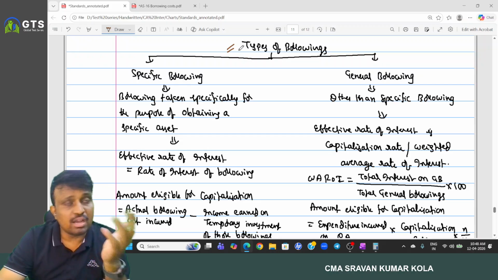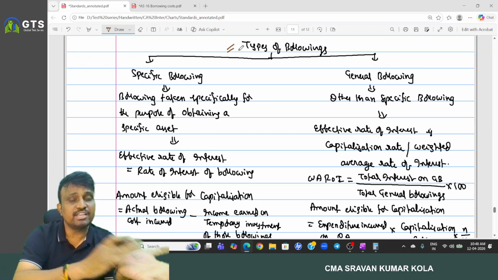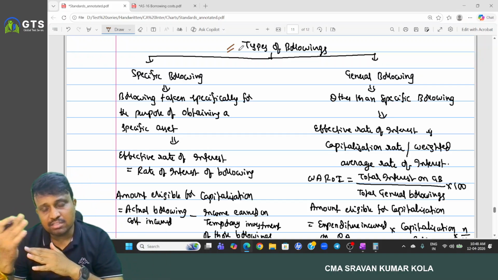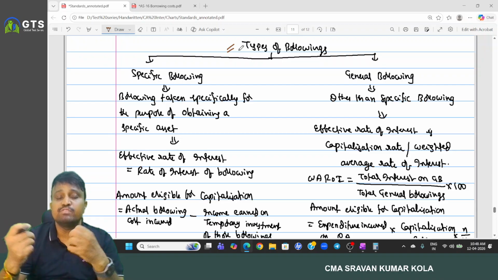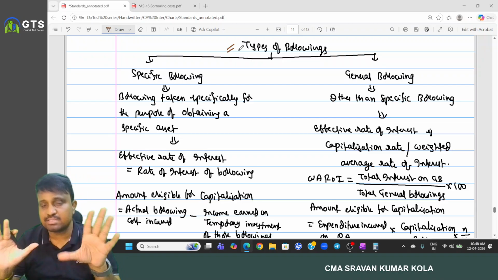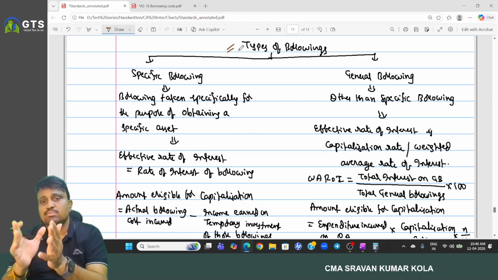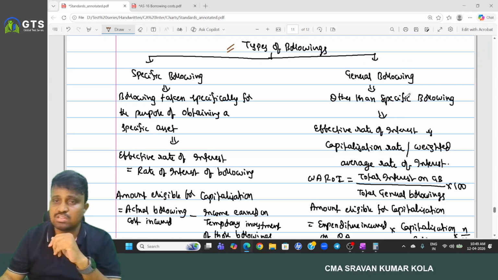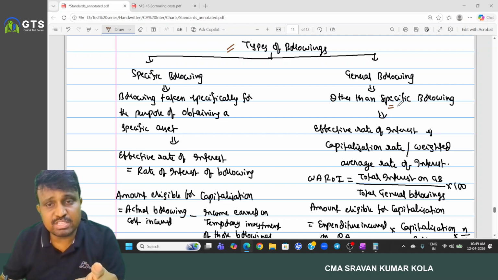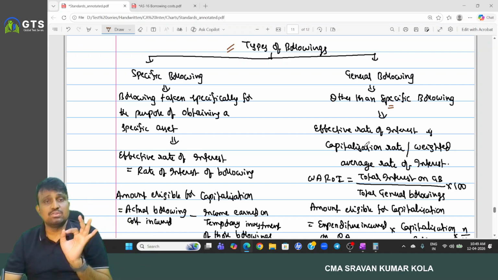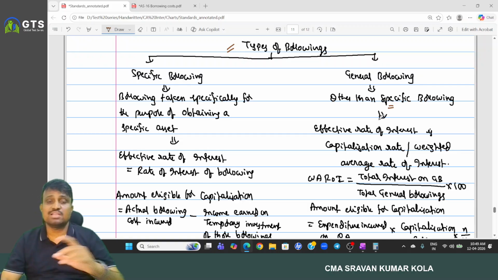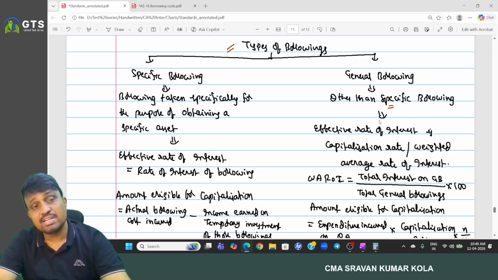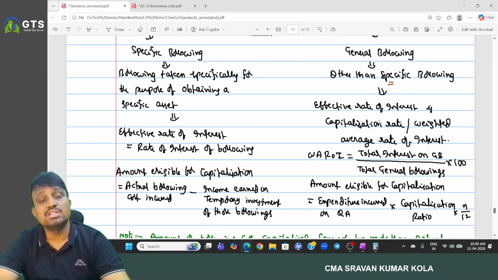But in case of general borrowing, I took loans from different banks, either for working capital purpose, or for running the business, or for purchase of another asset, and even for the purpose of construction of qualifying assets, etc. Whatever it may be, I may use that amount for any purpose relating to the business. That type of loans are covered under non-specific. In case of non-specific borrowing, the effective rate of interest is calculated as the weighted average rate of interest, and is also called the capitalization rate. How to compute it? Weighted average rate of interest is total interest by total general borrowings into 100.